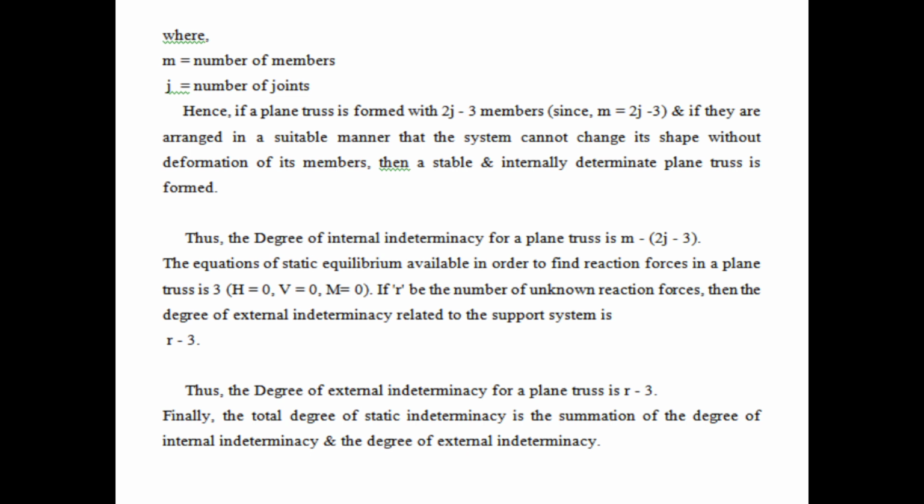Finally, the total degree of static indeterminacy is the summation of the degree of internal indeterminacy and the degree of external indeterminacy. Thank you.